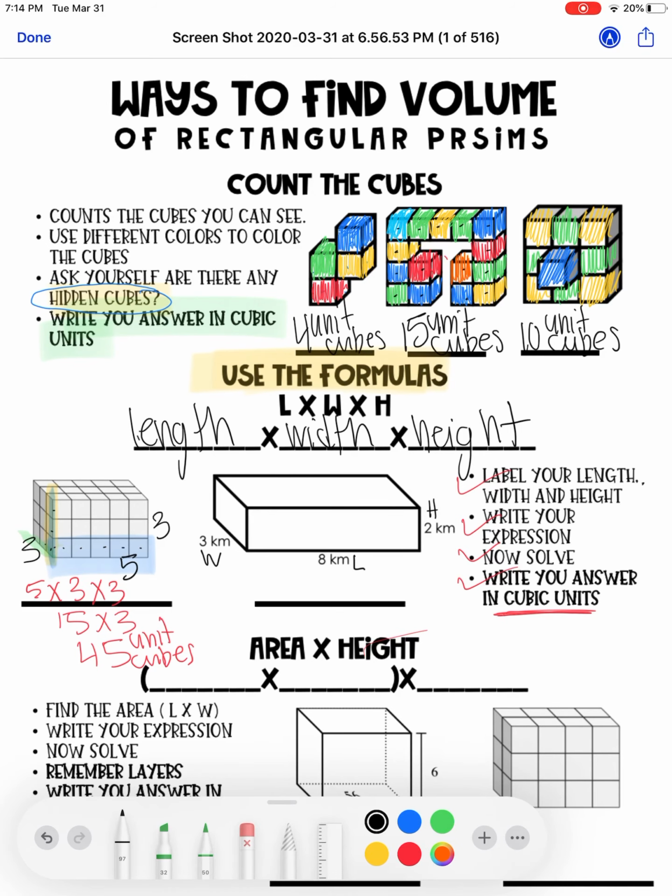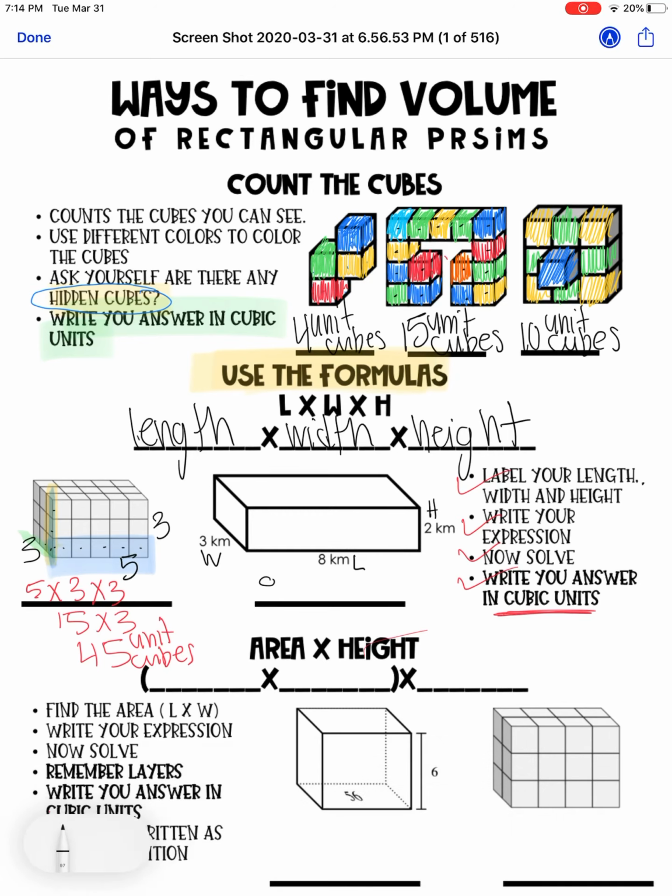Let's write that expression of 8 times 2 times 3. So we know that 8 times 2 is 16, and now 16 times 3. Well, we could do easy math in our head. I know that 3 times 10 is 30, and then 3 times 6 is 18, which will give me 48.